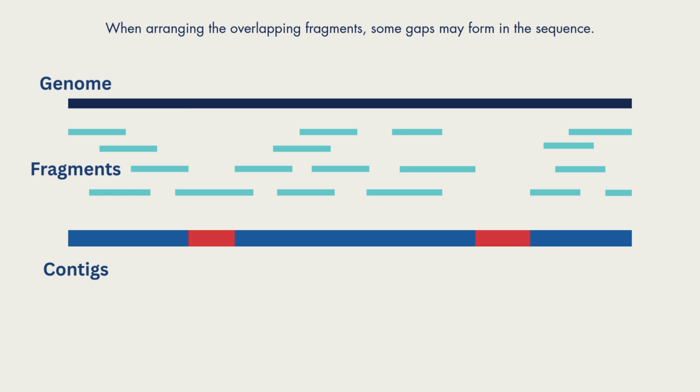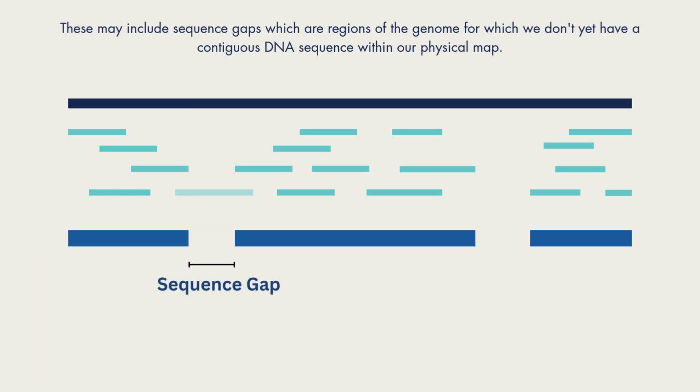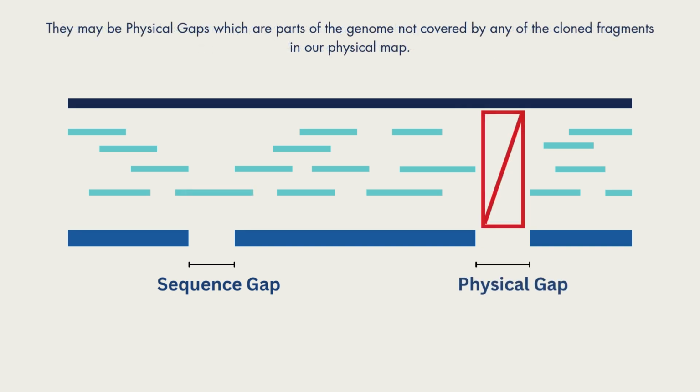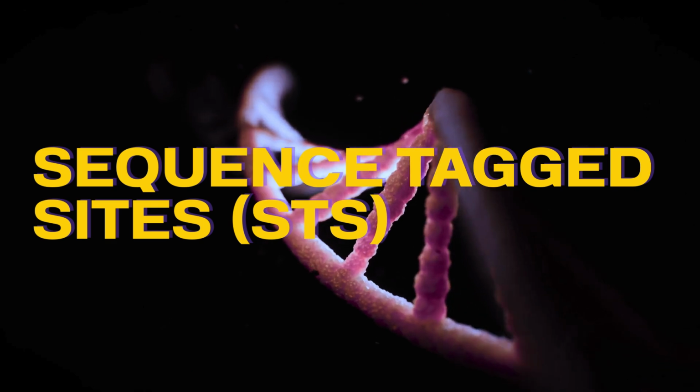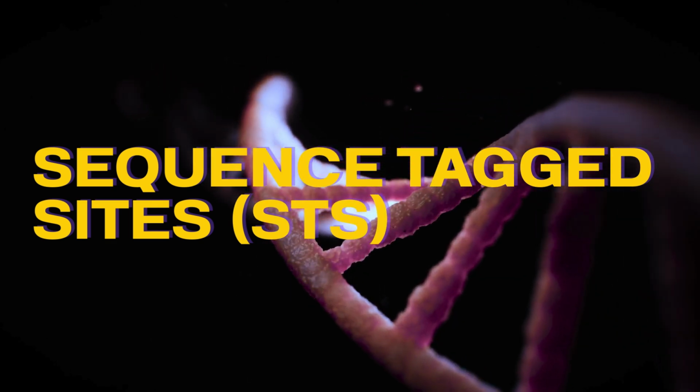When arranging the overlapping fragments, some gaps may form in the sequence. These may include sequence gaps, which are regions of the genome for which we don't yet have a contiguous DNA sequence within our physical map. They may be physical gaps, which are parts of the genome not covered by any of the cloned fragments in our physical map. Let's head to the concept of sequence-tagged sites.